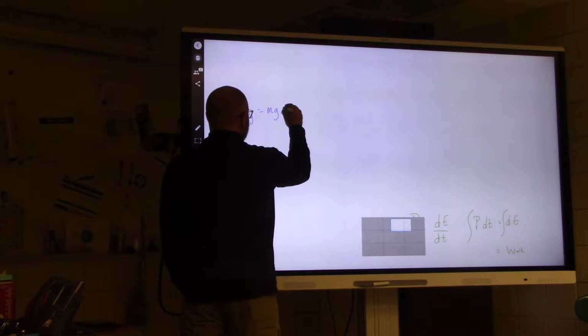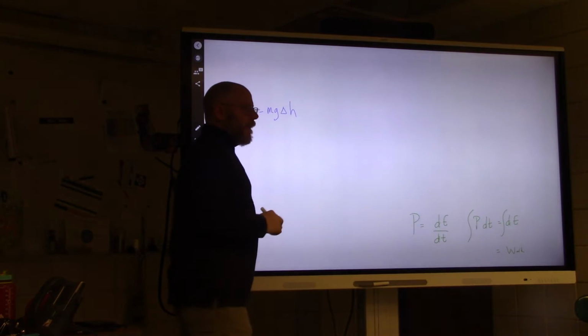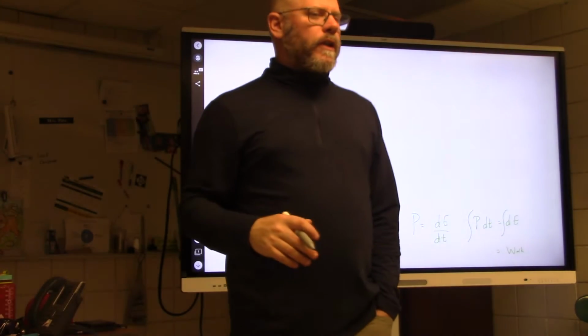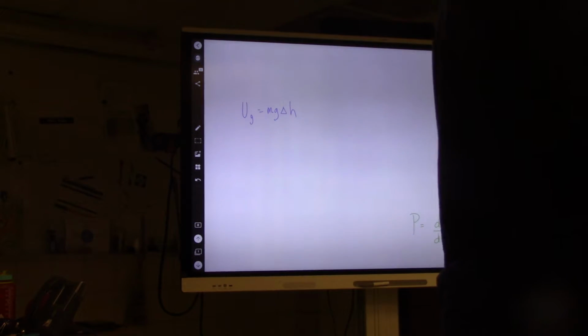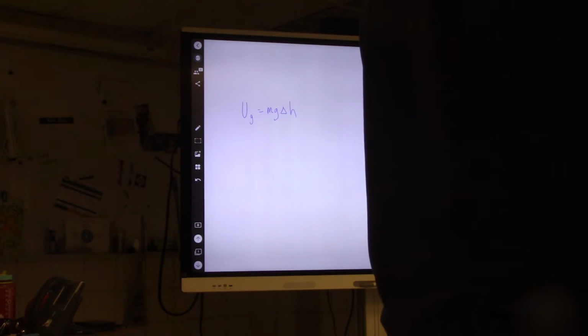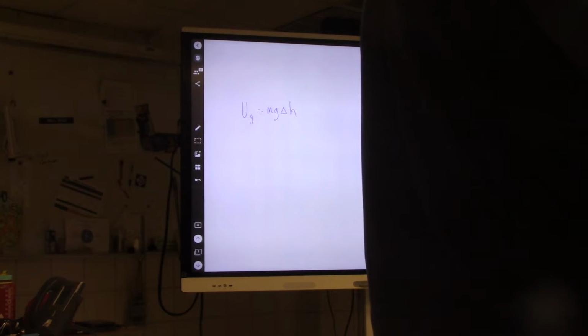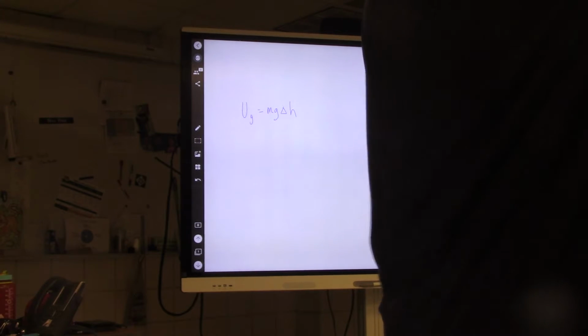So, if you want to change the gravitational potential energy of an object, you have to change its height. Oftentimes, we just say mgh, we're implying that wherever it started was the zero height. Does that make sense?